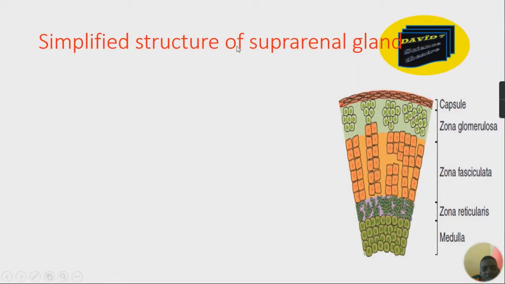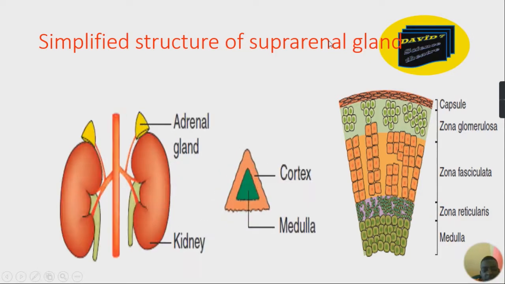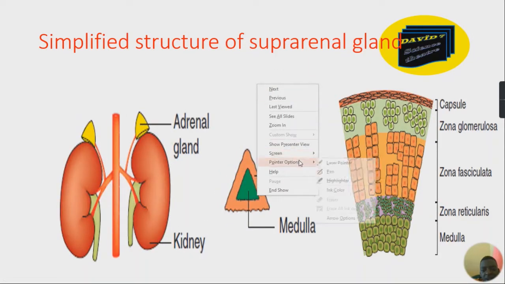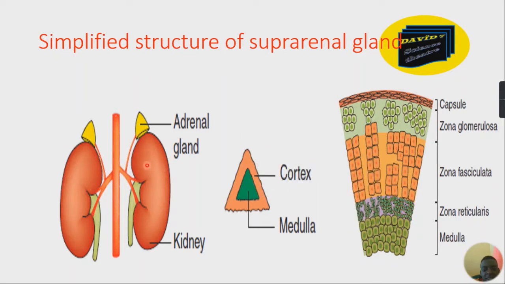Let's begin with the simplified structure of the suprarenal gland. As you can see here, we have the kidneys. This is the left kidney, and this is the left adrenal gland. Its cortex, the outer part of the gland, secretes several hormones, which we are going to talk about today. The middle or inside part is called the adrenal medulla. And this cortex has a couple of layers. As you can see here, it has 3 distinct layers.